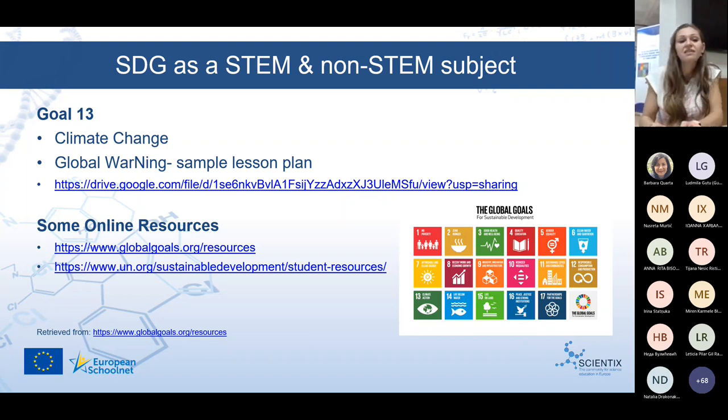Another topic I'd like to emphasize here is SDG, Sustainable Development Goals, as, well, we can say it's a STEM and also a non-STEM subject. Sustainable Development Goals are a global call to action to end poverty and protect the environment, improving the lives and prospects of all people everywhere. All UN member states adopted the 17 goals in 2015 as a part of the 2030 agenda for sustainable development. It outlines a 15-year plan to achieve these goals.